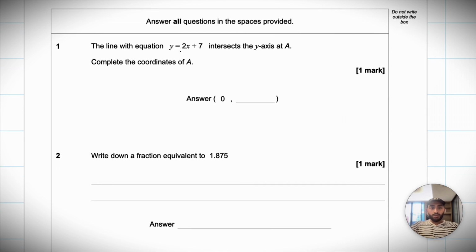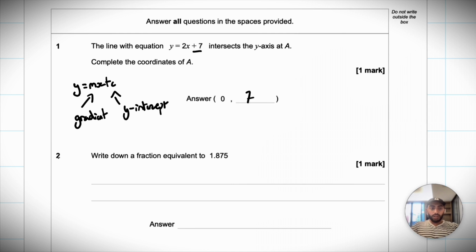Question 1. The line with equation y equals 2x plus 7 intersects with the y-axis at A. Find the coordinates of A. The general form for the equation of a line is y equals mx plus c, where m is the gradient and c is the y-intercept. So c is just telling me where it is crossing the y-axis. In this equation, y equals 2x plus 7, the 2 is the gradient and 7 is where it crosses the y-axis. So the answer is 0, 7.